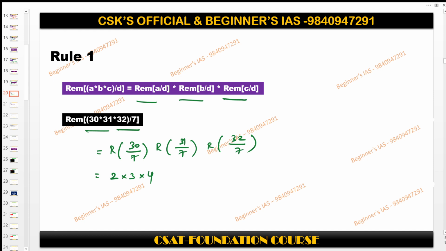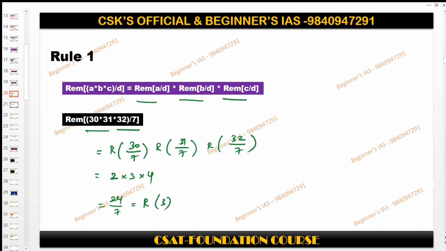Now multiply these, then divide by 7. So here 6 into 4, 24, right? 24 divided by 7, therefore the remainder is 3. So this is the simplest method to find out the remainder. Understood? Yes, sir.